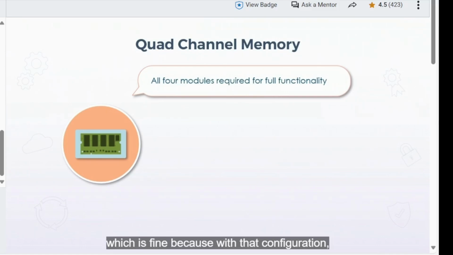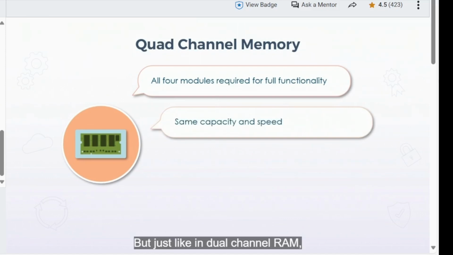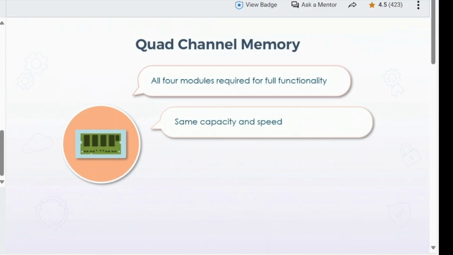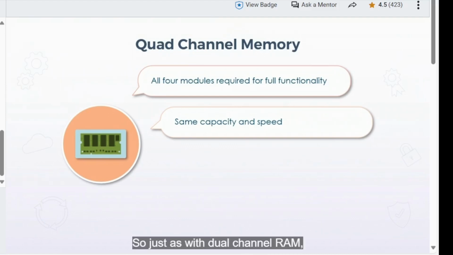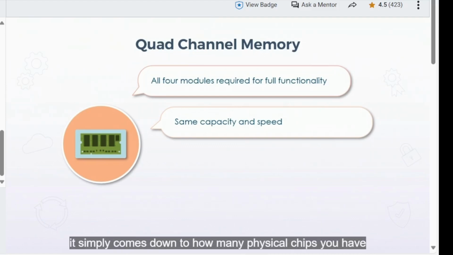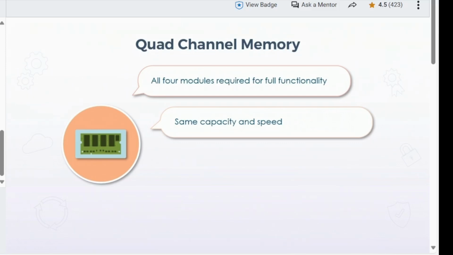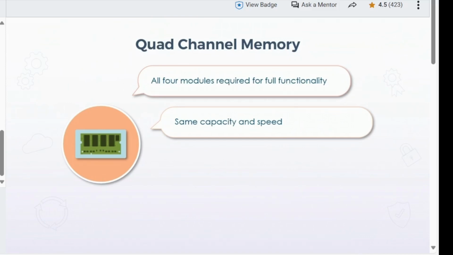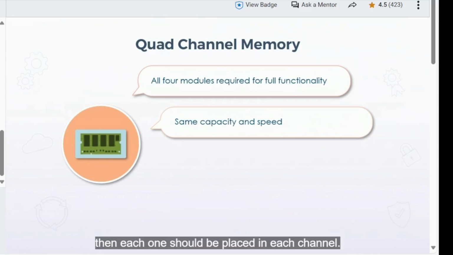But one thing to note is that quad channel architecture does require identical chips in terms of the performance specifications and the capacity, which differs from dual channel, where you may be able to mix modules of different capacities, but even then it would be dependent on the motherboard manufacturer. This is probably the case with triple channel RAM as well, in that you should have the same specifications and the same capacity.